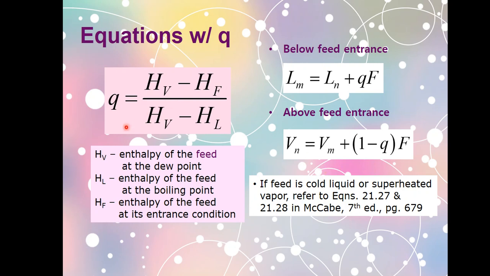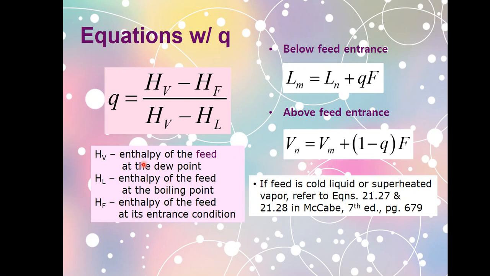Now, if you have been provided by the problem, or if there's a means for you to determine the Q value given the enthalpy of the vapor, the feed, and the liquid, you can use this equation. So, enthalpy of the feed at the dew point is H sub V. Enthalpy of the feed at the boiling point is H sub L. And enthalpy of the feed at its entrance condition is H sub F.